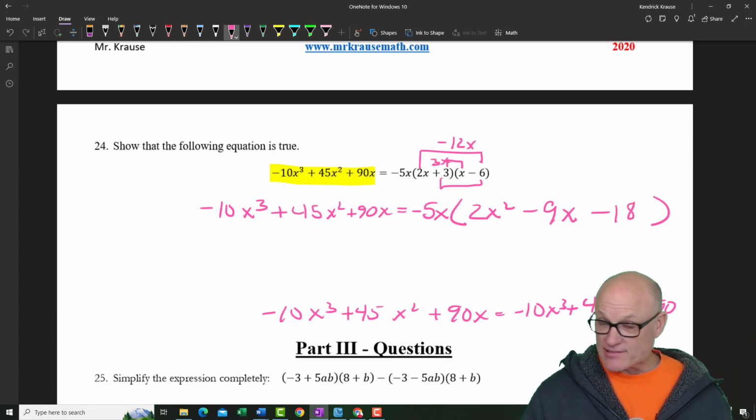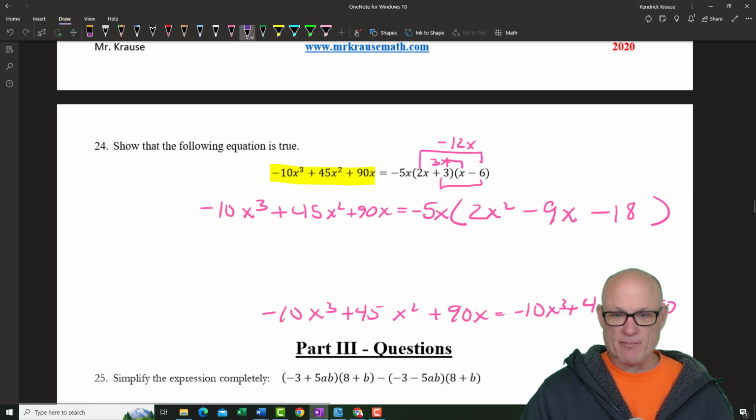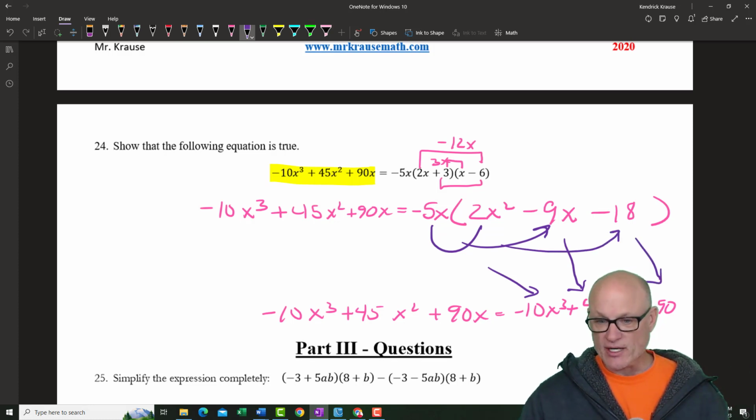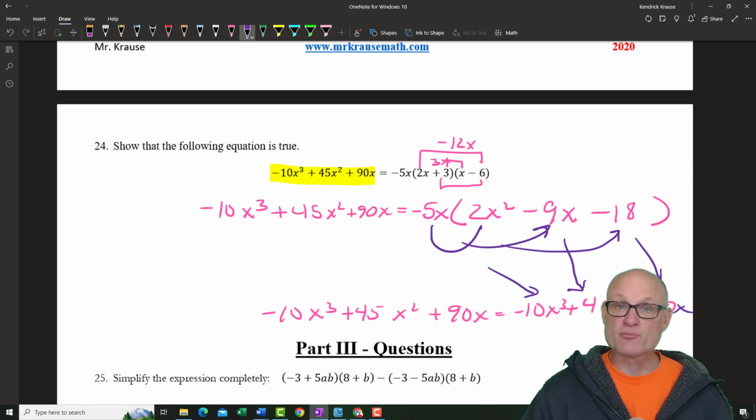And what do I do next? Nothing. I'm actually finished. Why? Because if I multiply this to here, I get negative 10x cubed. If I multiply this to here, I get positive 45x squared. And if I multiply this to here, I get positive 90x. Oops, there's an x down here. And I'm finished. Problem's over.